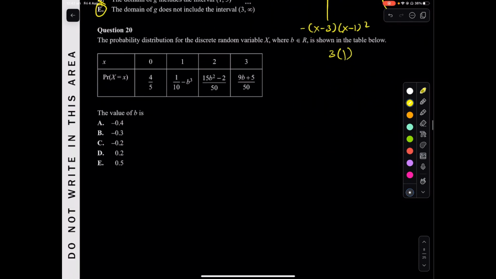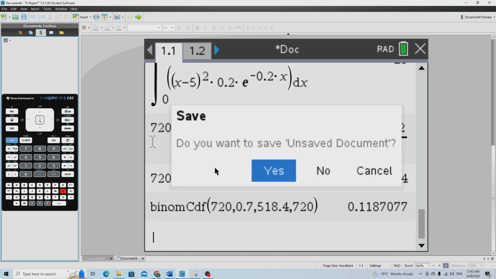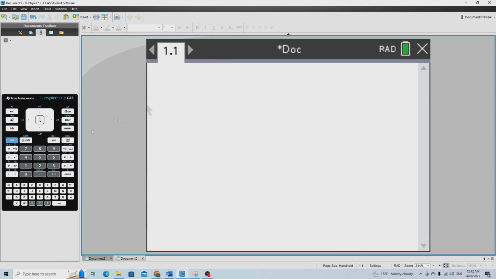The probability distribution for the discrete random variable where B is this and that. Okay, the value B is, okay, this is a typical question. So let's add them all up and let them equal to 1. So go on our calculator and say, control N actually. Okay, and what we want is addition of all of them.